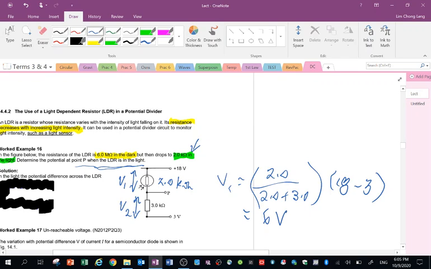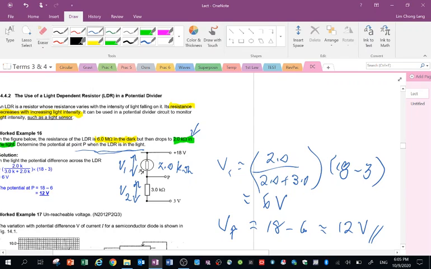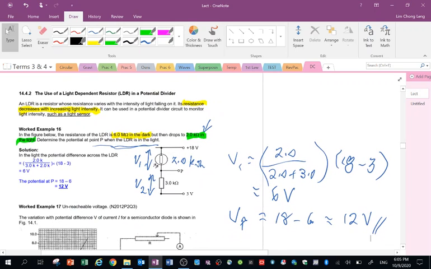6 volt. So what is the potential at P? Well, potential at P is actually 6 volt below 18. 6 volt below 18. Then you get 12, right? 6 volt below 18. So let's look at the solution. Yeah, 12 volt. So you may pause for a while to look at how this is done.